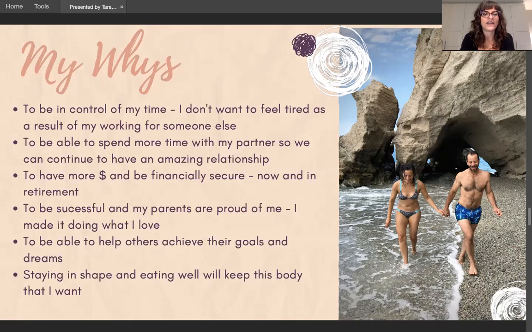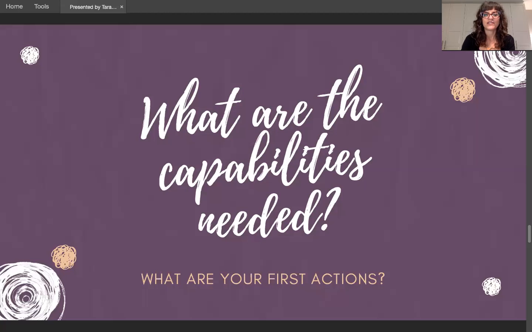The other why that I had, relating to staying in shape and getting fit, is that I want to stay in shape, eat well, and keep the body that I have, because I feel pretty good right now and I don't want that to change. And that's it. So you've got your truth, you've got your goals. You know why these goals are important to you.